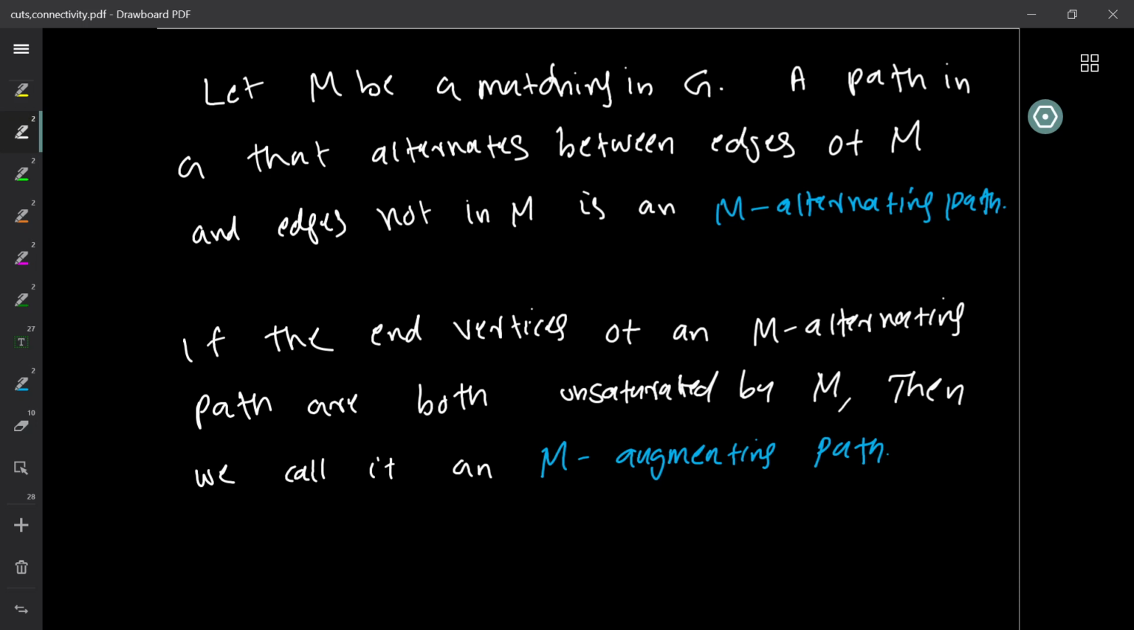Now, if you look at it carefully, you will see that the moment you have an M augmenting path, you will be able to find a matching of larger size in the graph. Given this matching M, you can slightly modify M. You are not keeping exactly M as it is, but you are going to modify M, and you are going to get another matching of larger size. Now, how do you do this? Maybe it's a good idea to think about this.